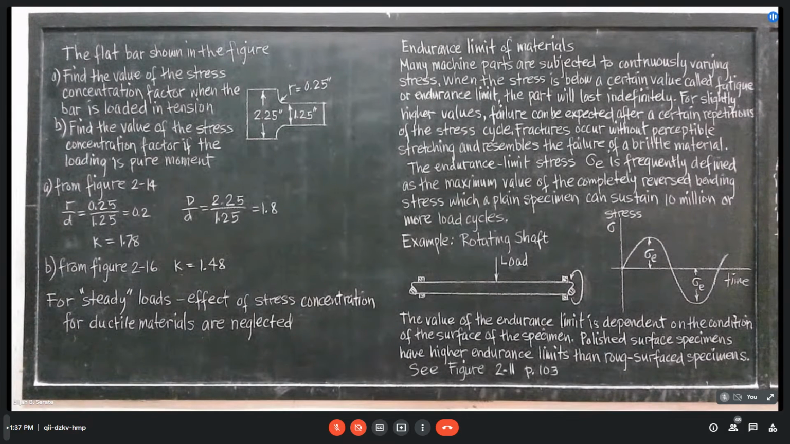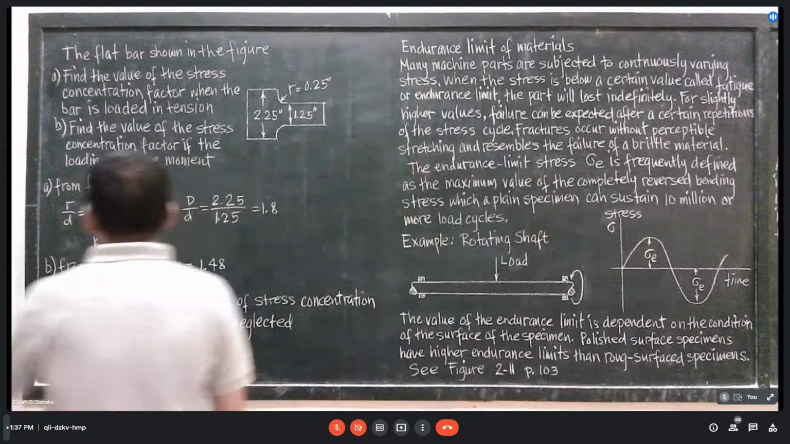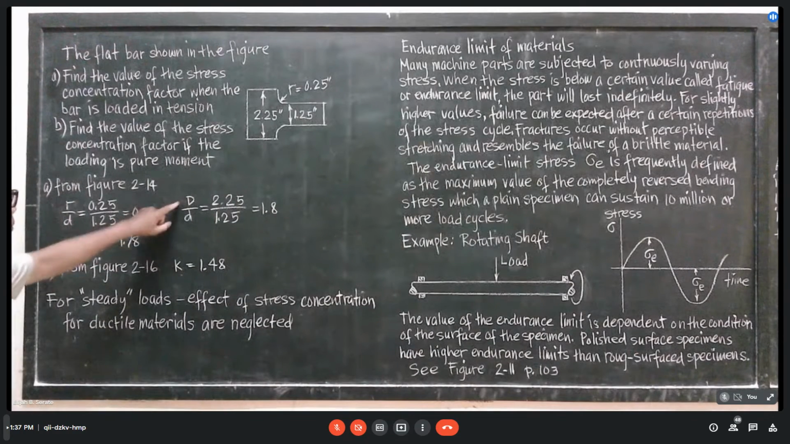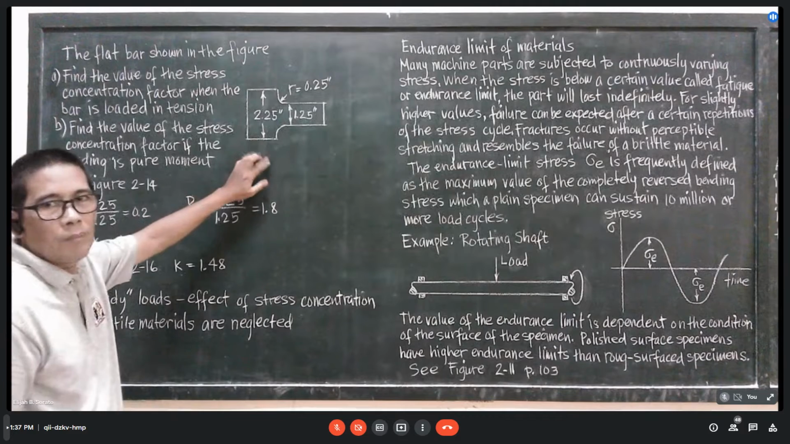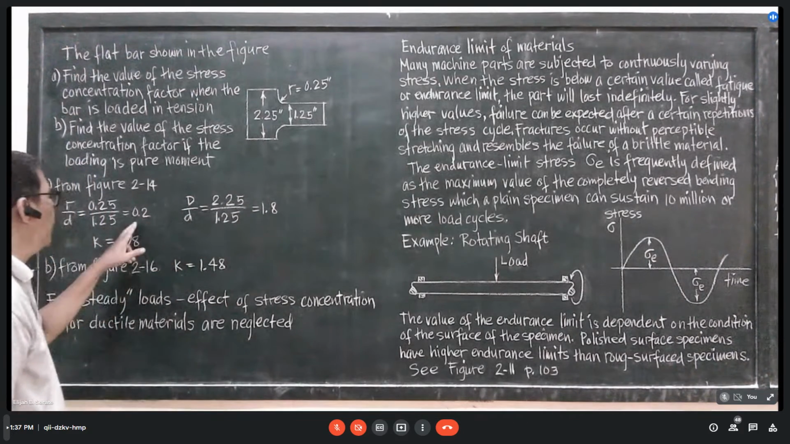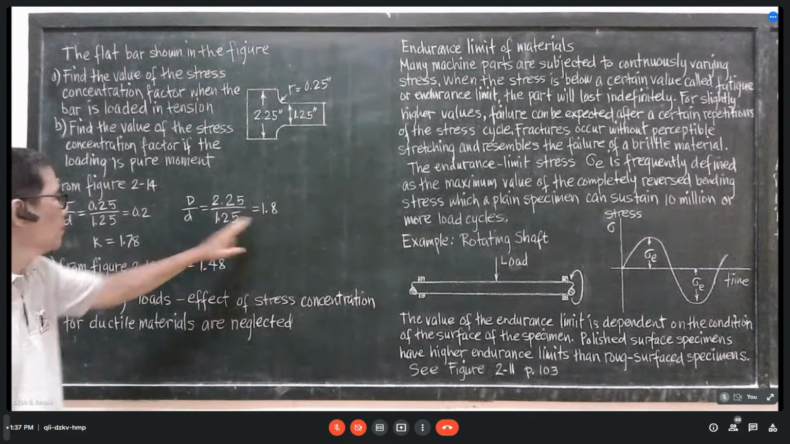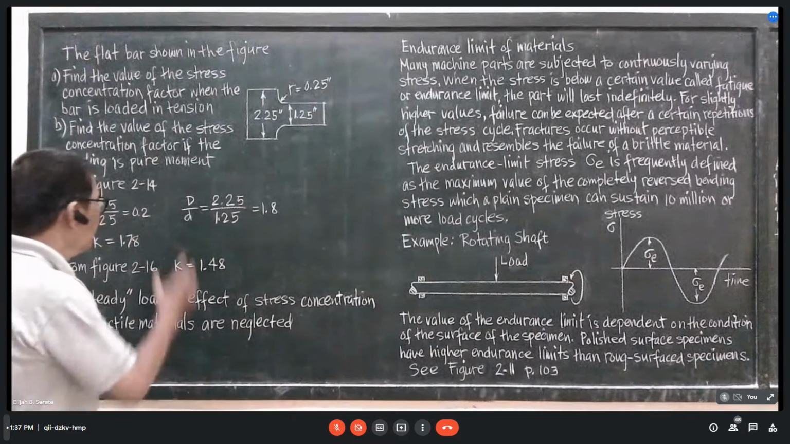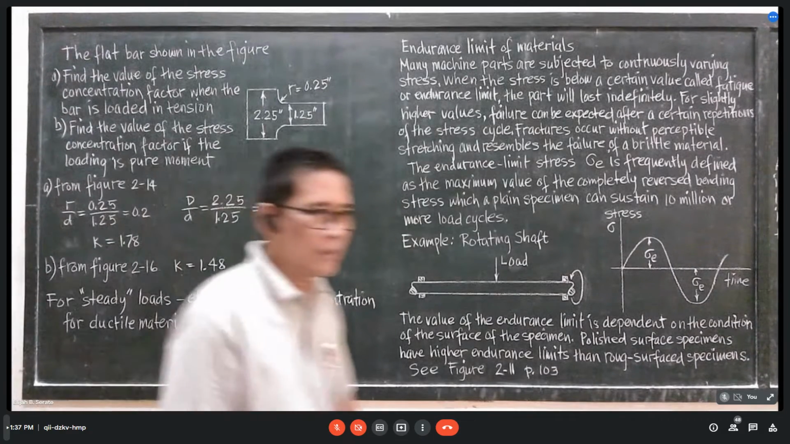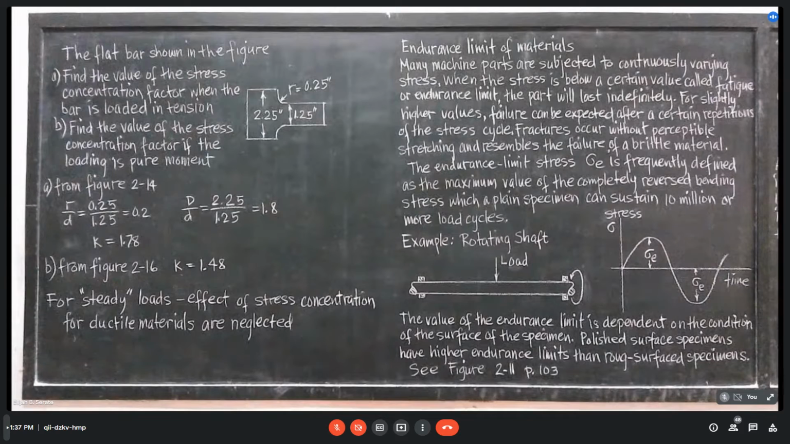And that is also true for letter B. The same for letter B, our R over D and D over d, since we are using the same bar, will still be the same, 0.2 and 1.8. But the graph is different. What graph are we going to use? So, do you follow, class?